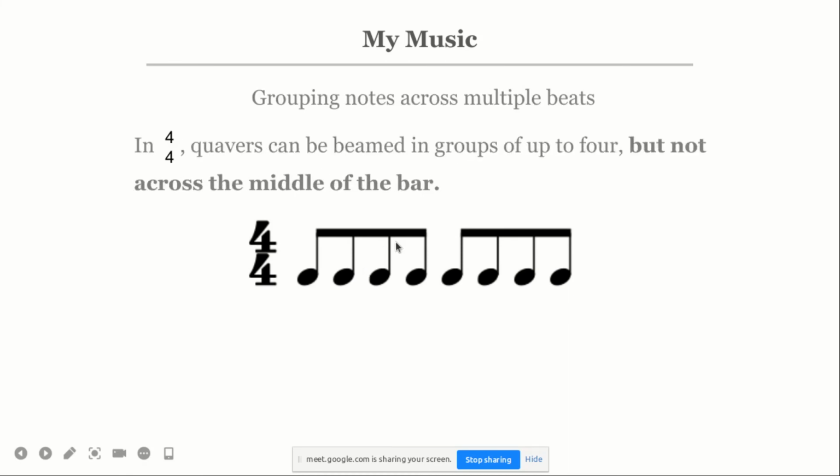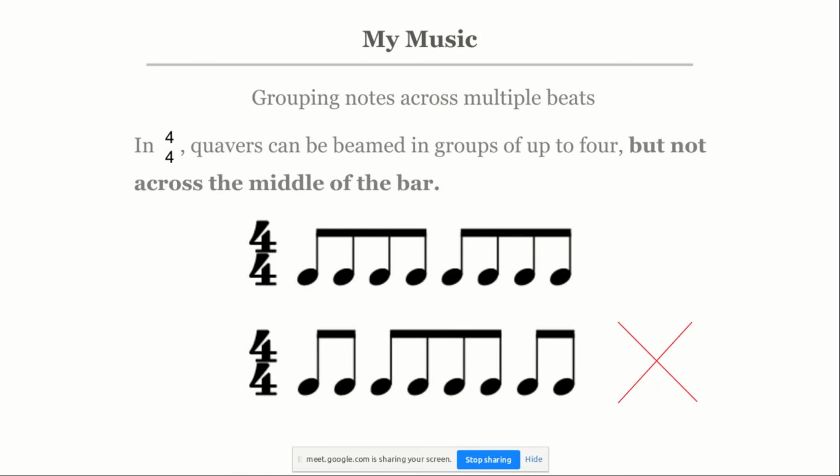And then we have in 4/4, the same thing applies. The quavers can be beamed into groups of 4, but not in the middle of the bar. Look at the difference between these two. We have the first 2 beats beamed together and the last 2 beats beamed together. You can beam either. But the second one, the 4 in the middle of the 4/4, it's not correct.